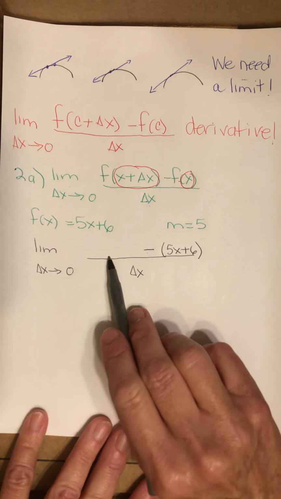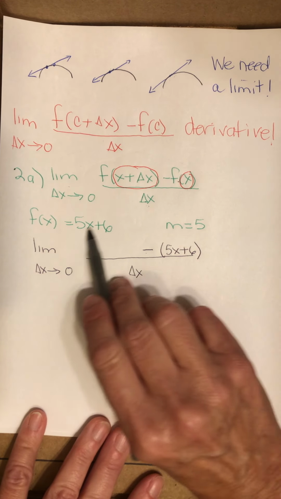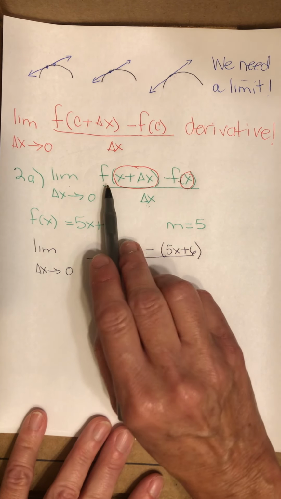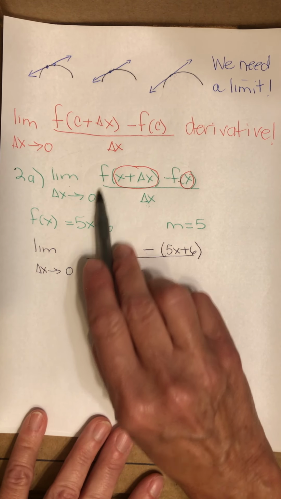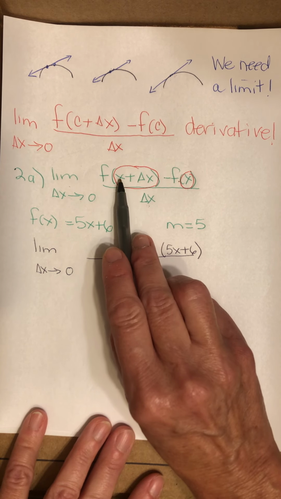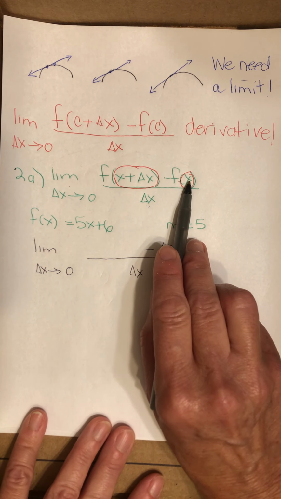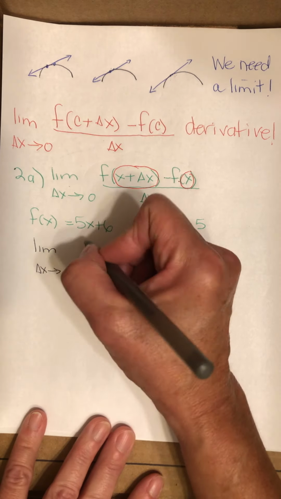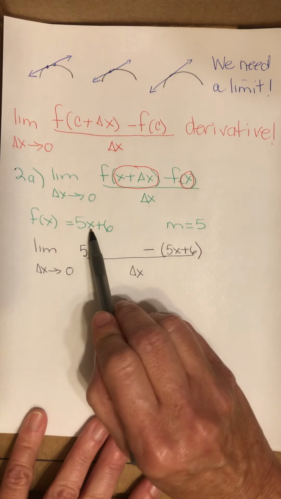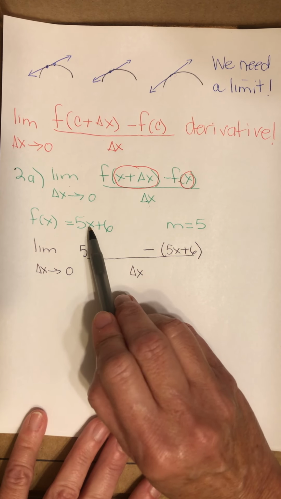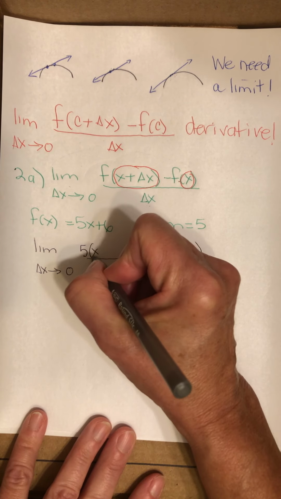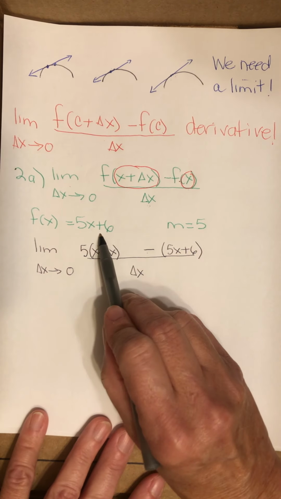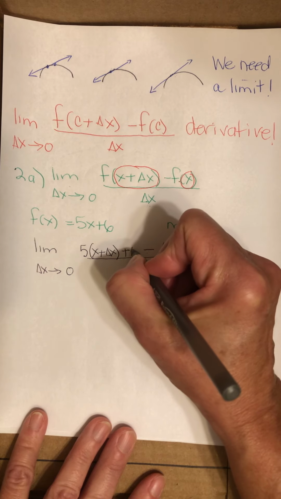Now, to the left. This is what throws students. If this throws you right here, don't worry, I will clear it up for you. What we're going to do is take the function here, and wherever we see an x, we are going to substitute in x plus delta x. Here I go. Here's my function. I'm going to write a 5. See this x here? Wherever I see an x, I'm going to replace it with x plus delta x. Don't forget your plus 6.